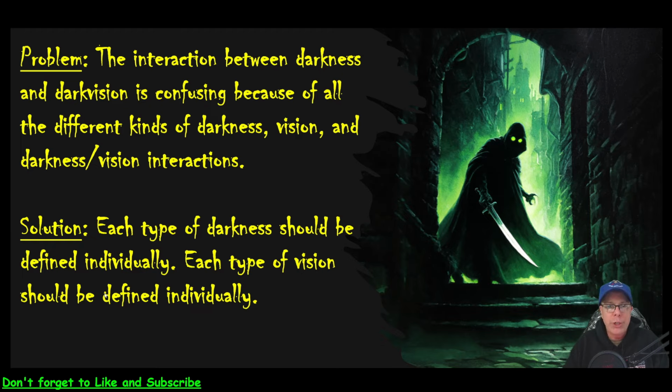The solution that I have come up with is you should treat each type of darkness individually. That is, the source of the darkness is itself the individual thing, and you should only look at that and that only. And then each type of vision also should be defined individually. There are many different kinds of vision, and they each are their own thing.